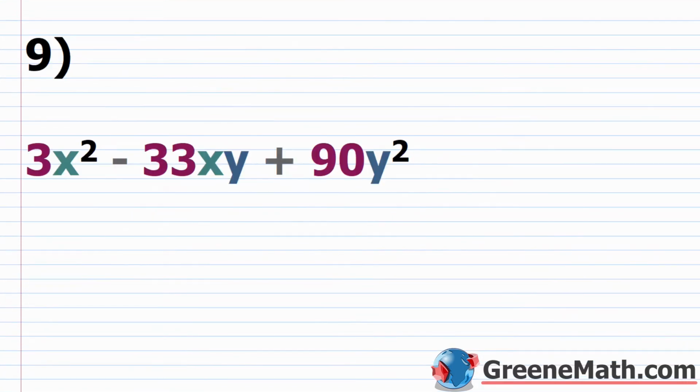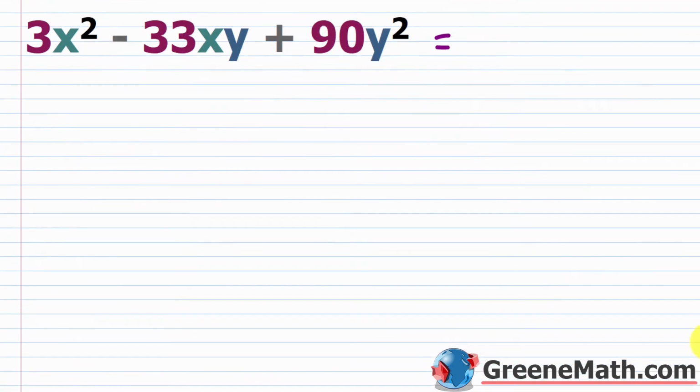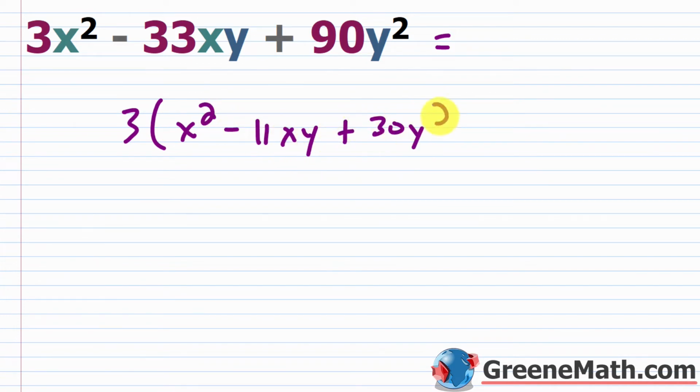All right, let's look at problem number 9. So we have 3x squared minus 33xy plus 90y squared. So let's take a look at this guy. Again, I can pull out a 3, and it looks like that's it. So we'd have x squared minus 11xy, and then plus 30y squared. Okay, so what I want to do here, let me set this up as 3 times. I'll put my x, I'll put my y, put my x, and then put my y.